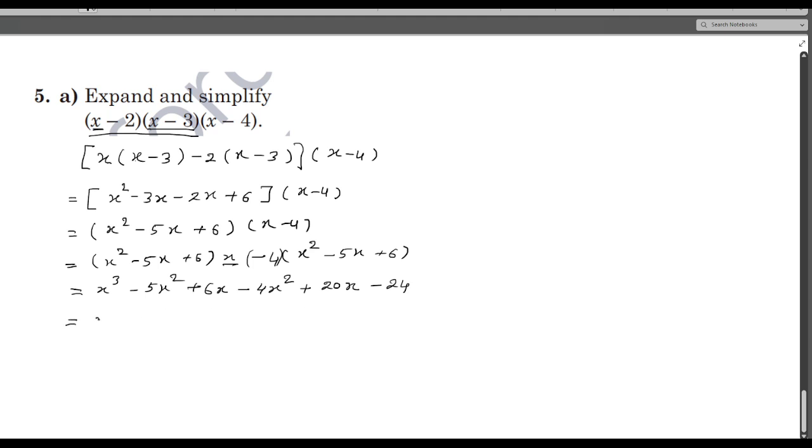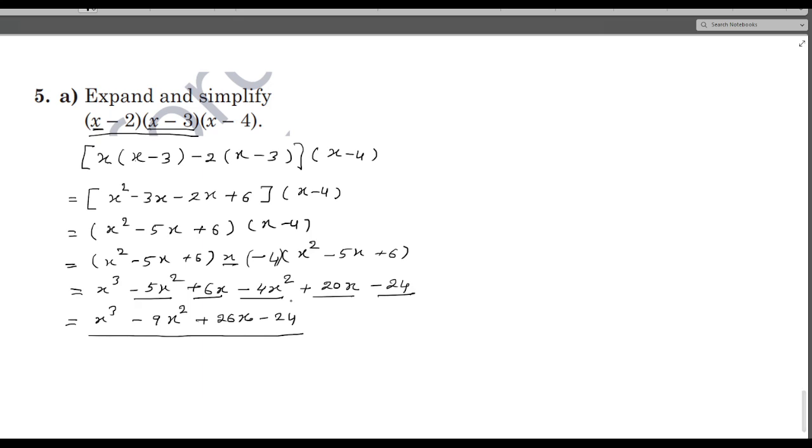Now all x cube terms: here only one x cube term, x cube. All x square terms: here I have two x square terms, minus 5x square minus 4x square, that will give me minus 9x square. X terms: here I have plus 6x plus 20x, so it is plus 26x, and the constant I have is minus 24. Okay, so this is how we expand and simplify. Hope you understand how we expand and simplify here.